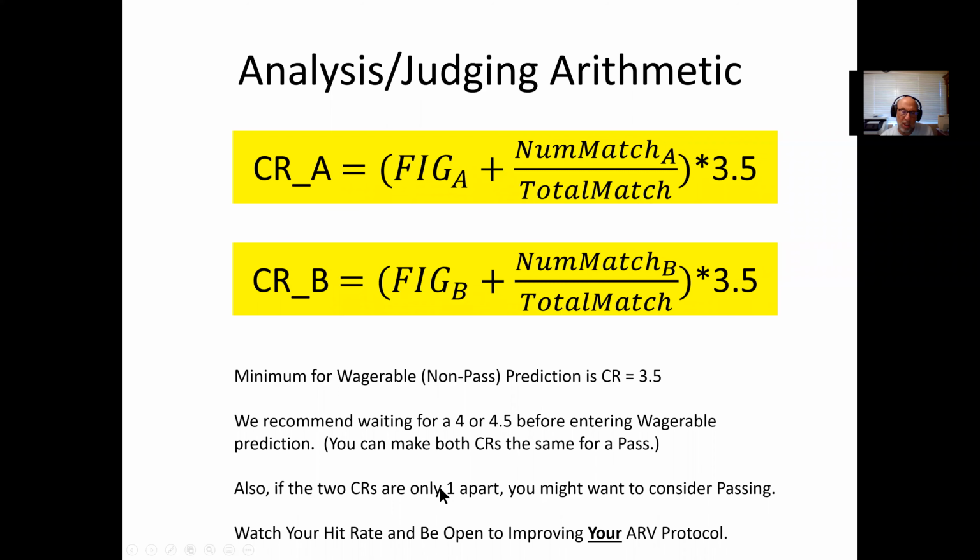We very often see, for whatever reasons, if they're only 1 apart, maybe you're picking up a lot of stuff from both targets. Or they're too similar in the aspects that you're picking up, you might consider passing. And then, and I think this is so important, watch your hit rate and always be open to improving. You're always trying to learn and get better and better at this. This has got to become a deep part of your mindset.